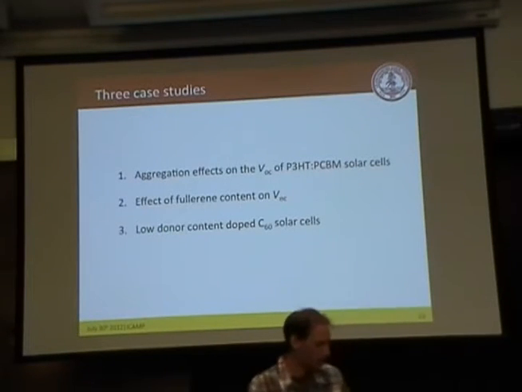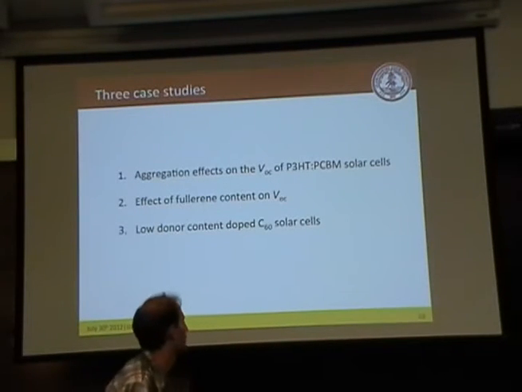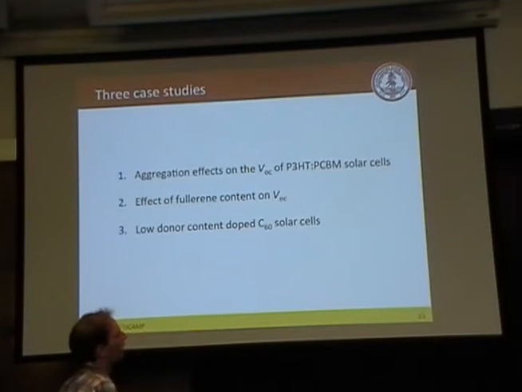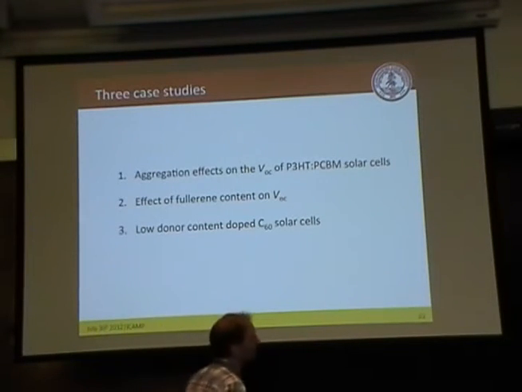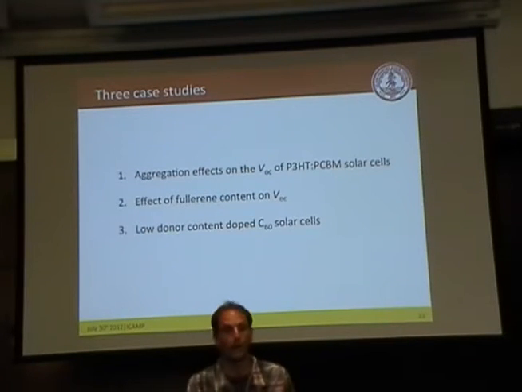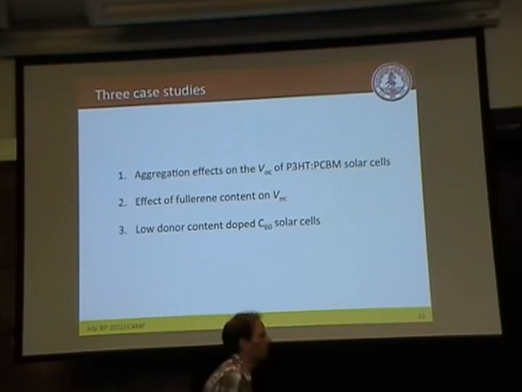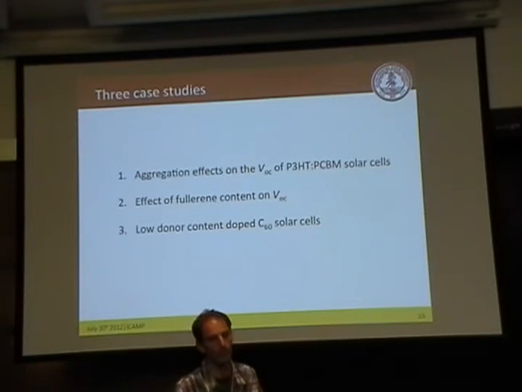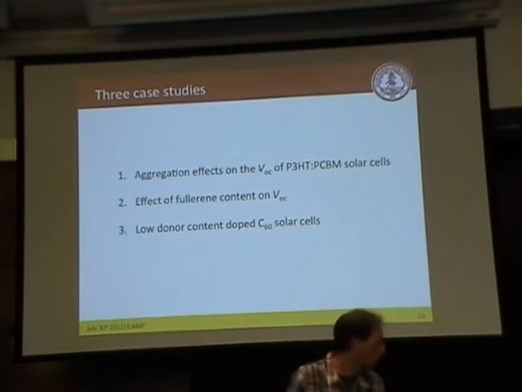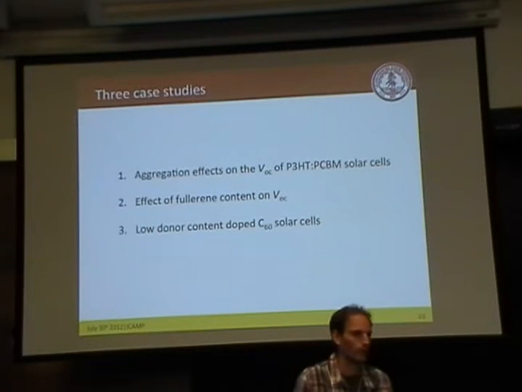So now I will present three cases. We will see what aggregation of P3HT in P3HT:PCBM solar cells does to VOC, and which parameters are changing. The second one is if you add more fullerene, which lots of people observe in lots of systems: the more fullerene you add, the lower the voltage. We'll see why that is. And then the last one is about co-evaporated cells.